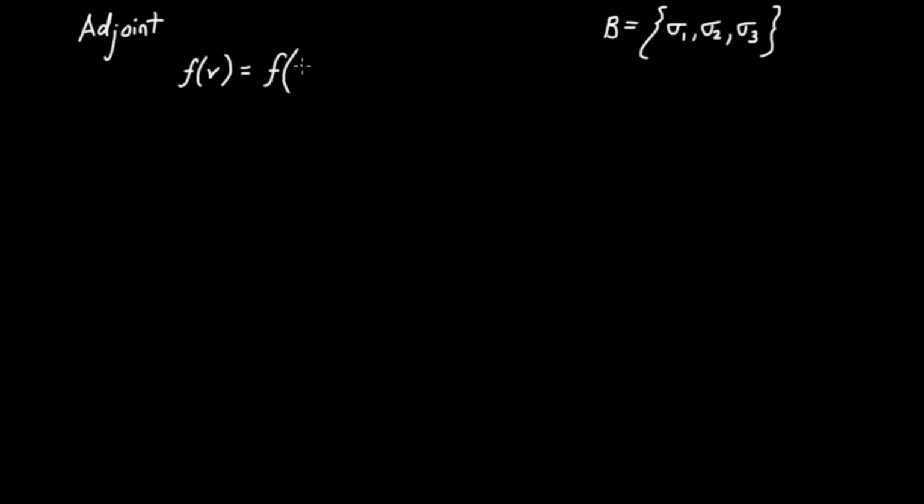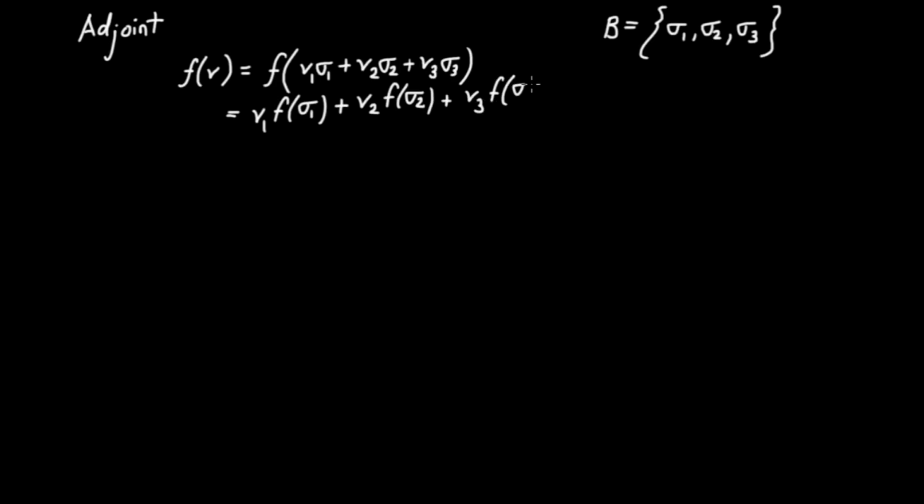So v can be written as v1 sigma 1 plus v2 sigma 2 plus v3 sigma 3, for example. Just to pick n equals 3, this can be generalized, of course. Now this is going to be equal to v1 f of sigma 1 plus v2 f of sigma 2 plus v3 f of sigma 3. So again, we see f acting upon each of the three basis vectors there. In this case, the basis vectors are orthonormal. That is to say, they're mutually orthogonal, and they're all of length 1.